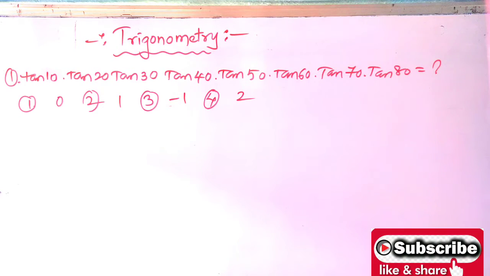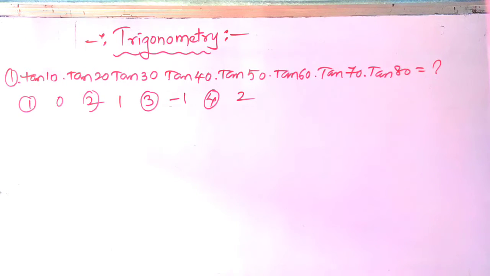Tan 10 into tan 20 into tan 30, tan 40, tan 50, tan 60, tan 70, tan 80 is equal to how much? Options are given here: 0, 1, minus 1, 2. Okay, so observe this one here. First of all, angles are given here, 10 to 80, and all are in terms of tan. Okay, so observe this one here.